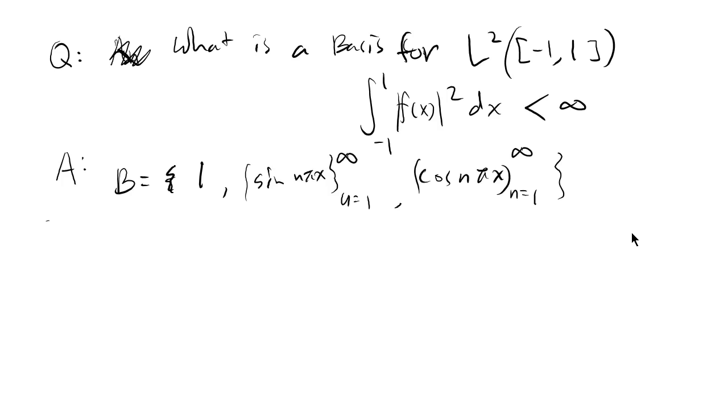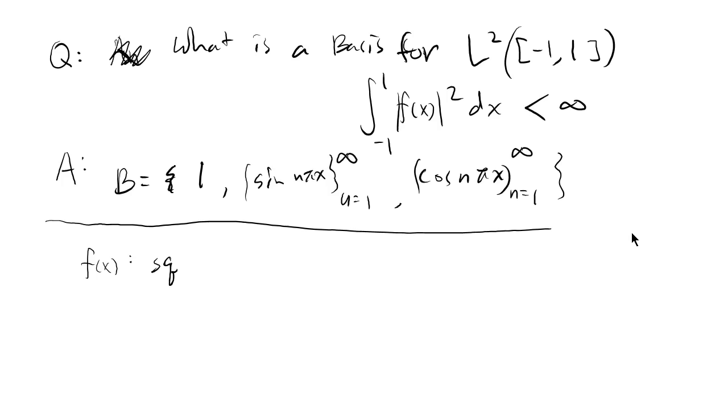Now, although I can't explain what this means, I can still explain the outcome of this answer. So in other words, this is what I'm trying to say. If you have any function f(x) which is square integrable, and that means that this is a finite value over -1 to 1, then it's true that that function can be represented as a linear combination of these functions.